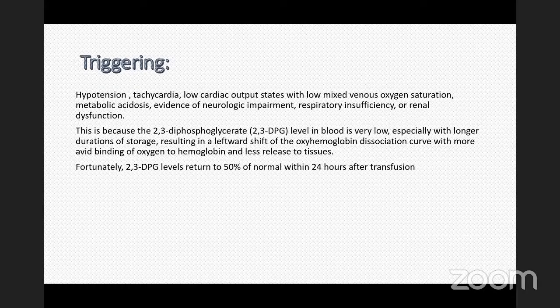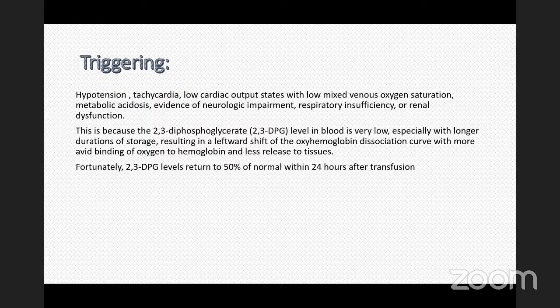Here I also have the concept of triggering for the oxygen carrying capacity of hemoglobin: hypotension, tachycardia, low cardiac output state with a low mixed venous oxygen saturation, also metabolic acidosis, evidence of neurological impairment, respiratory insufficiency or renal dysfunction. Why does all this happen? It happens because of a major enzyme, 2,3-DPG or diphosphoglycerate.